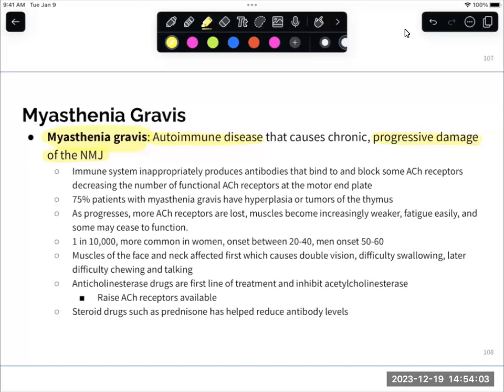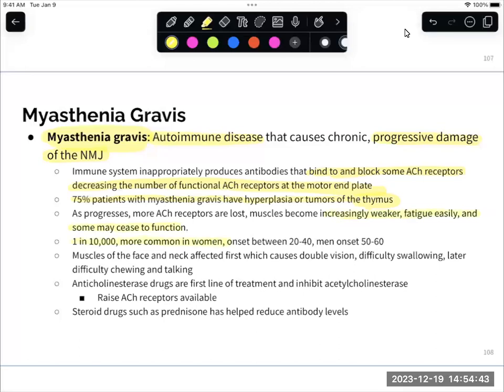So it is blocking those acetylcholine receptors. Eventually, you're going to lose those acetylcholine receptors because the immune system is breaking them down. Most people with myasthenia gravis have tumors in the thymus, one of your lymphatic organs that helps with your immune system. So as it progresses, muscles become weaker. They fatigue a lot quicker, and some of your muscles don't work.